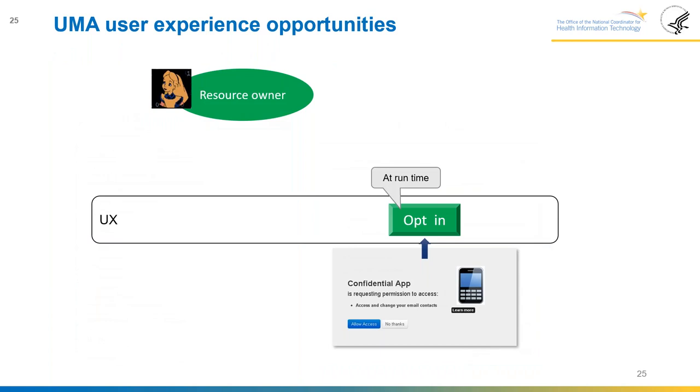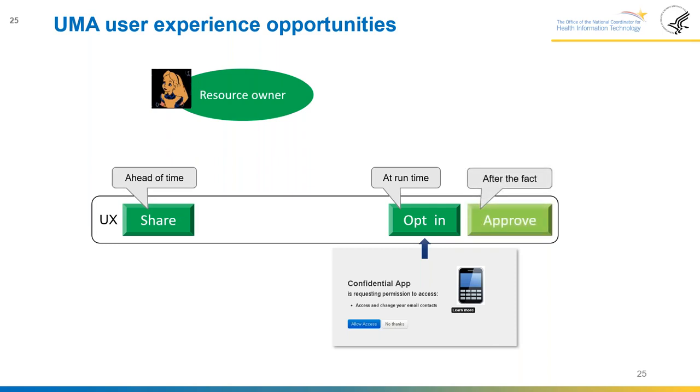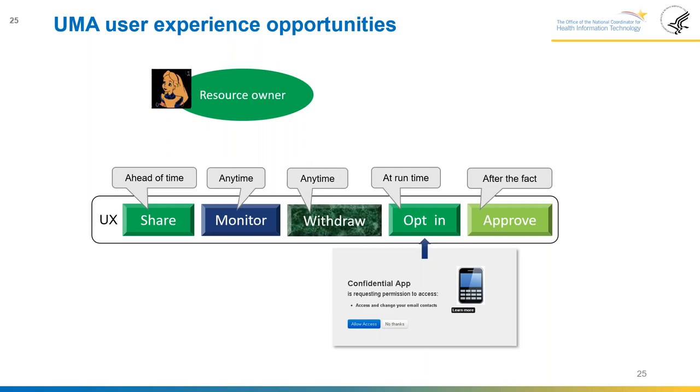So, getting a little bit of an idea of the user experience and opportunities for sharing under UMA and HART. The user could opt in at runtime. But more typically, the user would tend to share ahead of time. They also could share after the fact. They could get a request for access and then approve it after the fact, subsequently giving the other party the ability to access. They can monitor at any time as part of our transparency features, and they can withdraw at any time as well.